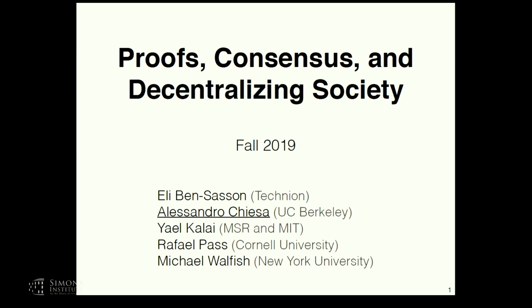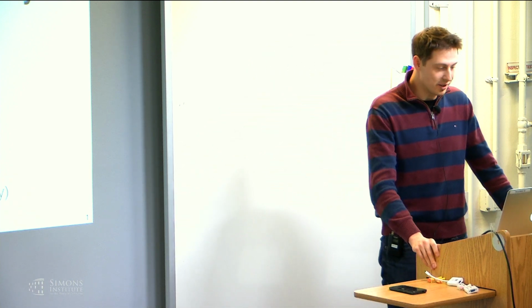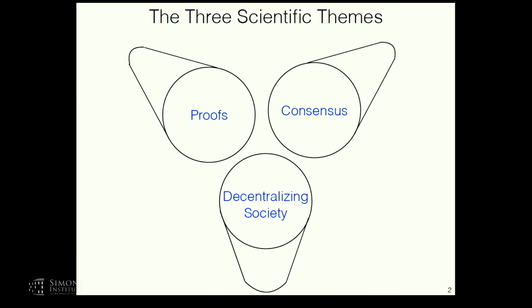Hi everybody. So this program is co-organized with Eli Ben-Sasson, Yael Kalai, Rafael Pass, and Mike Walfish. The official title is Proofs, Consensus, and Decentralizing Society, though between friends we can call it the blockchain program. The title is informative in the sense that it directly relates to three scientific themes that we'll be thinking about during the program. We can think about them as pillars.